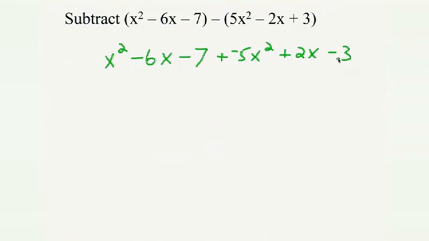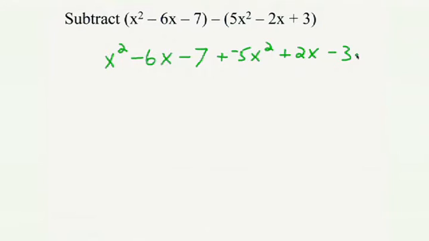minus 3. The first signs stay the same. The subtraction sign changes to an addition sign. Each of these signs in this parenthesis changes. This is positive, it becomes negative. This is negative, it becomes positive. This is positive, it becomes negative. Once you've done that, though, you're back to just combining like terms again.